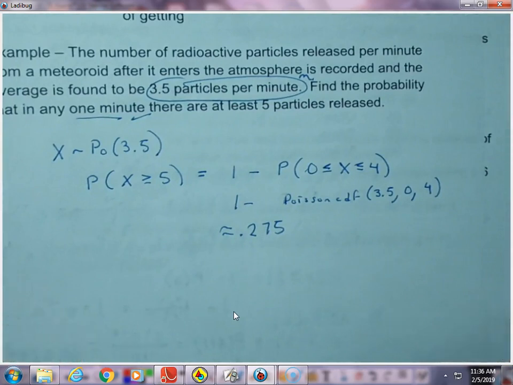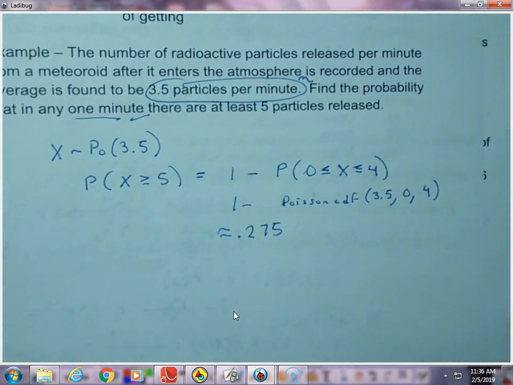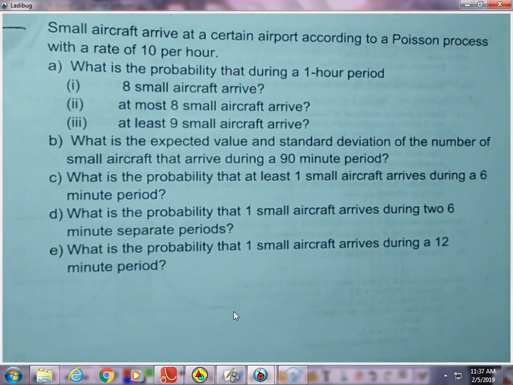Yeah, it was greater than or equal to 5, so I did 1 minus the probability it was between 0 and 4. Excellent.